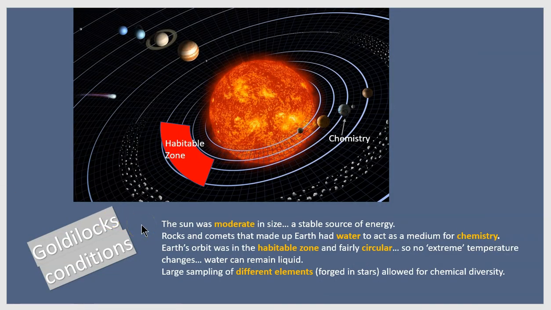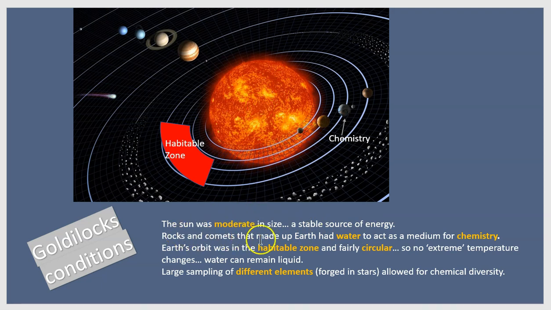To end this lesson then, we'll consider the Goldilocks conditions as it applies to our Earth. Now, you may remember the story of Goldilocks and the three bears. At one point there are 3 bowls of porridge. One of them is too hot, one's too cold, one's just right. Well, we can sort of apply that principle to our Earth. There were several conditions that were just right for the Earth to be the kind of place where life might emerge. First, the sun was moderate in size, so it was a stable source of energy. Some stars are very big, some stars are variable stars. They change the amount of energy that they emit. The sun was a moderate star and a stable source of energy.